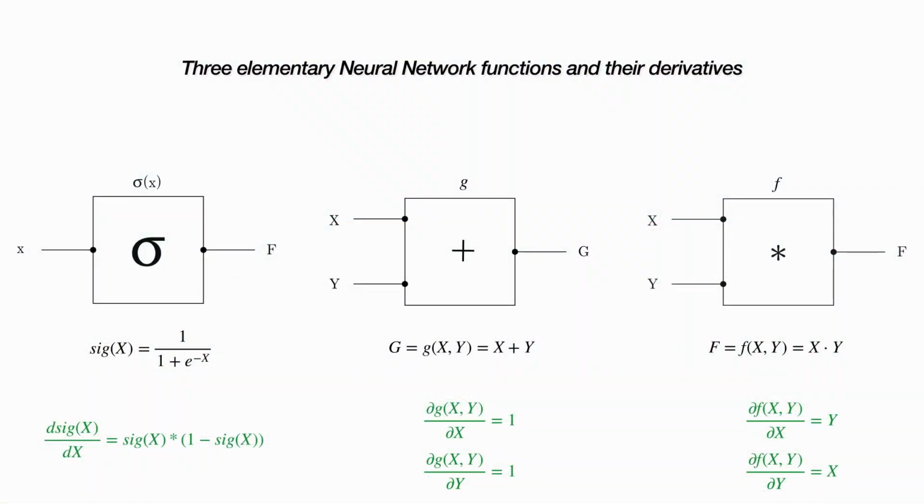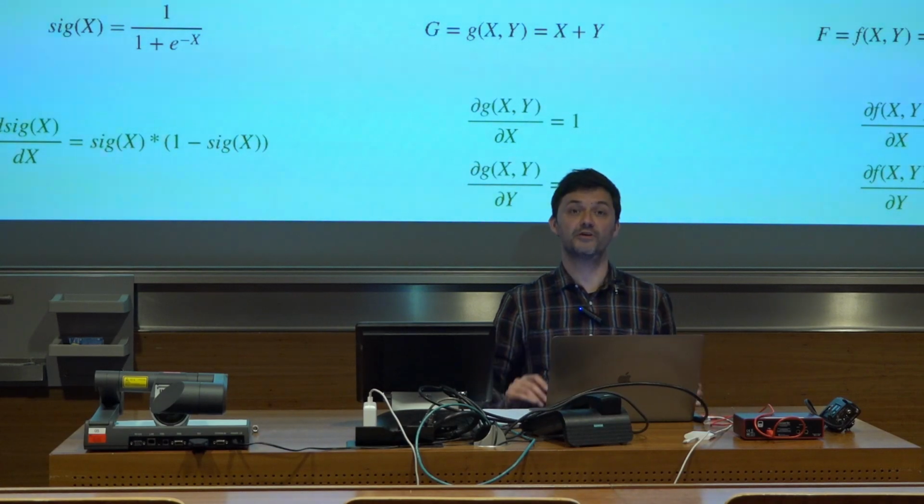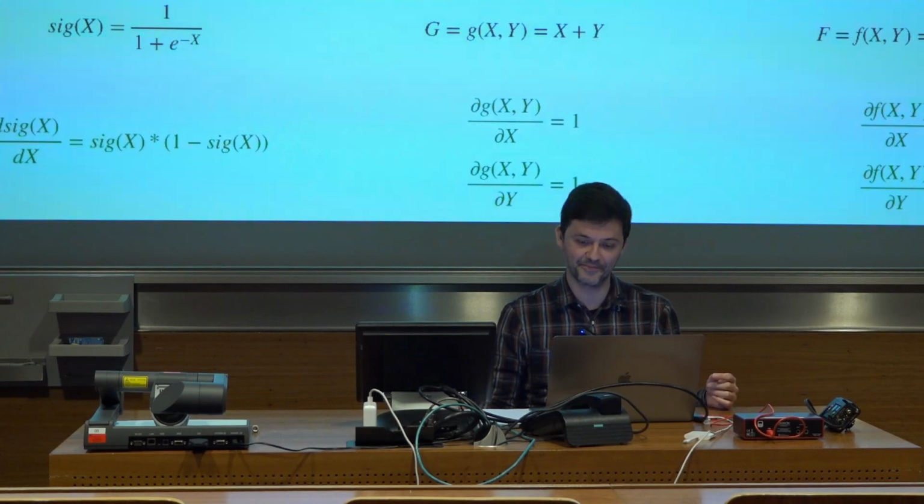I told you that if we know these three functions and their partial derivatives or normal derivatives, then we can compute the gradient of any neural network. So we can kind of construct machine learning models. And this is what we are going to talk about today, finally, for some of you probably.